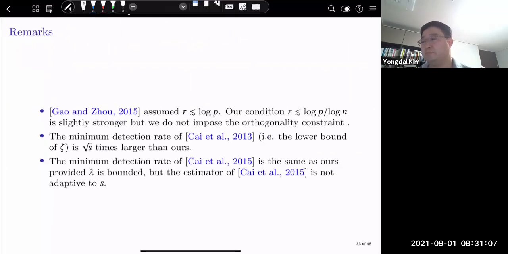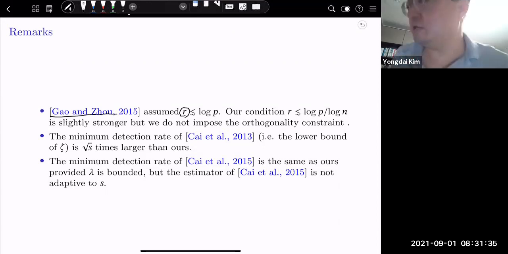And there are some remarks. In Gao and Zhou, who consider the orthogonal factor loading matrix, they assume that R is less than or equal to log P. So our condition, that R is less than or equal to log P divided by log N, is slightly stronger than the condition of Gao and Zhou. But recall that we do not use any orthogonality constraint, which makes computation very difficult.